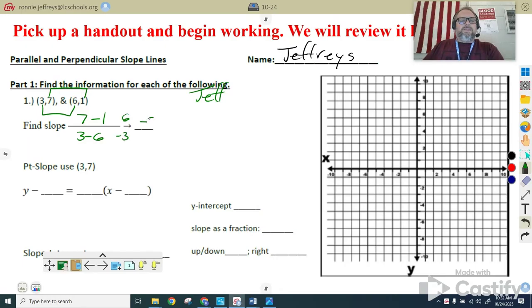All right, so this is -2. All right, that's our slope. Remember, that's M, and that goes right here. If you had looked at your notes from yesterday, you would have seen that. Now, remember, this is our X1, this is our Y1. 7 goes here, the 3 goes here.